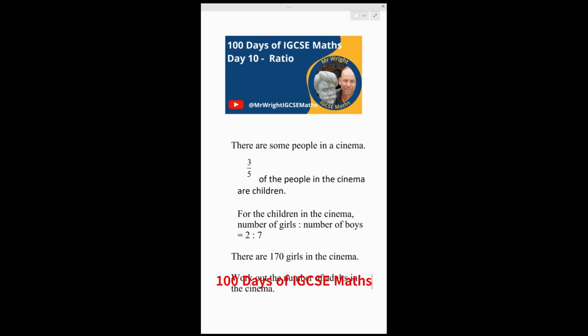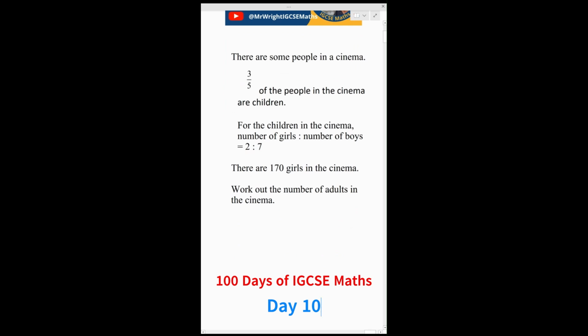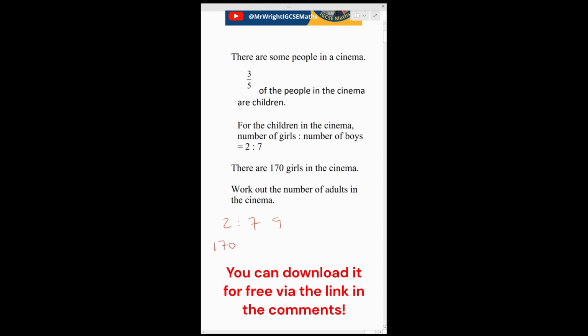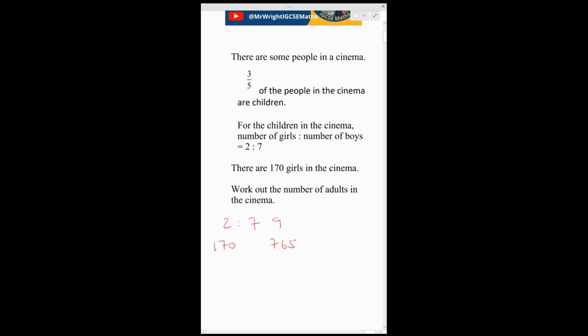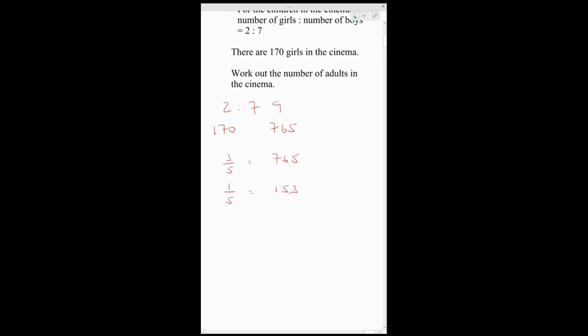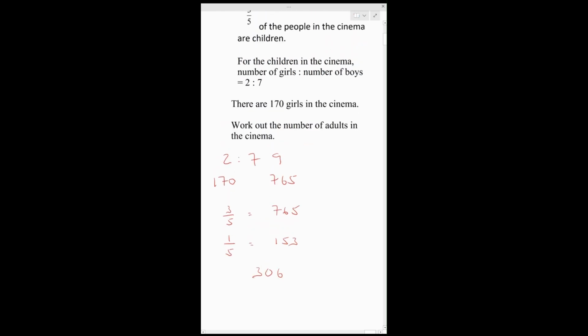A chance to pause the film. Okay, so I've got girls and boys, 2 to 7 totals 9, and I've got 170 girls. I'm multiplying by 85, so I've got a total of 9 times 85, 765 children. And 3/5 of the people are children, so 3/5 of the people, 765, divide by 3, will tell me that 1/5 of all the people is 153, and 2/5 of the people are adults, so there must be 306 adults in the cinema.